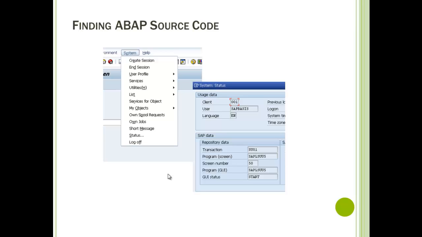The next thing you would like to see is how we see the source code of an ABAP program. We have seen this before in our initial introduction, so here we just have a review. If at any time you want to see what program you are running, you can go to System, then Status, and you can see this status. Here you have the SAP data where you get the transaction code, the program and the screen, that is, the screen number in this specific program being called.